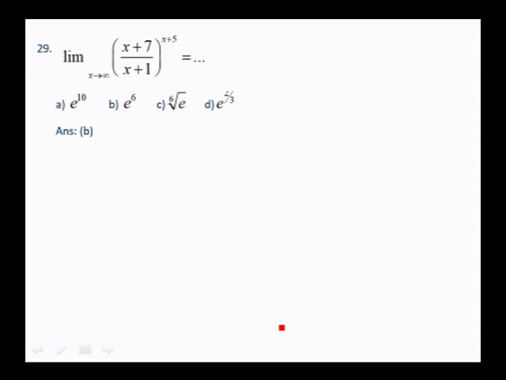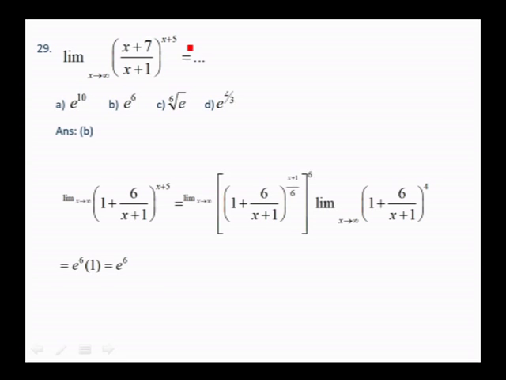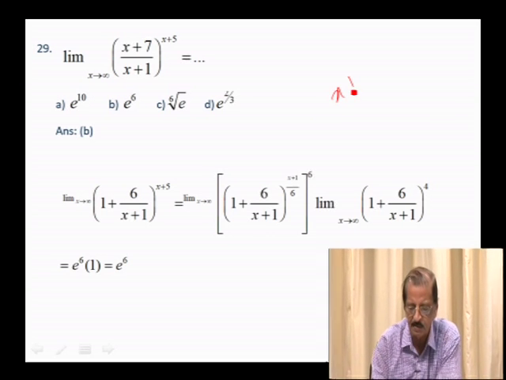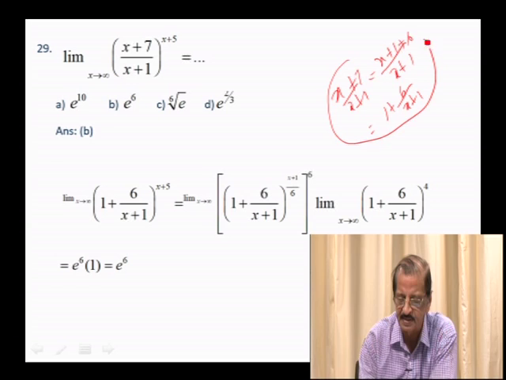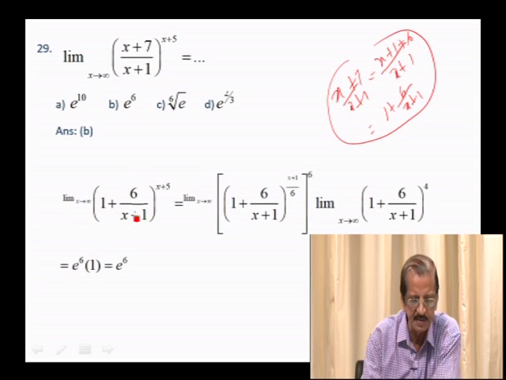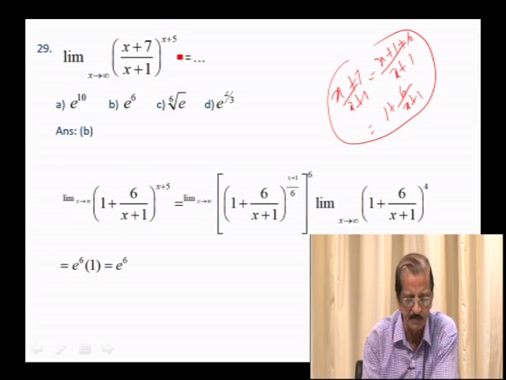Limit as x tends to infinity of x plus 7 over x plus 1 whole to the power of x plus 5. So here I can rewrite this as x plus 7 over x plus 1, if you write that x plus 7 as x plus 1 plus 6 over x plus 1, I can write this as 1 plus 6 over x plus 1. So it is 1 plus 6 over x plus 1 whole to the power of x plus 5.